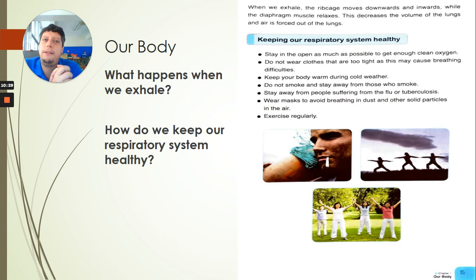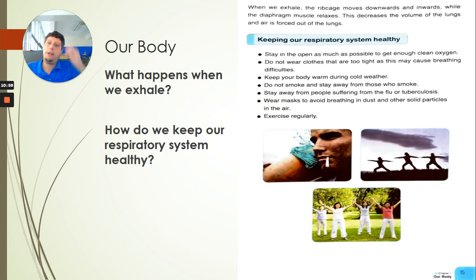When we exhale, the rib cage moves downwards and inwards while the diaphragm muscle relaxes. This decreases the volume of the lungs and air is forced out of the lungs. So basically, when we exhale, the rib cage moves back down and squeezes your lungs a little bit because your diaphragm muscles have relaxed, and then we can feel the air coming out of our lungs.